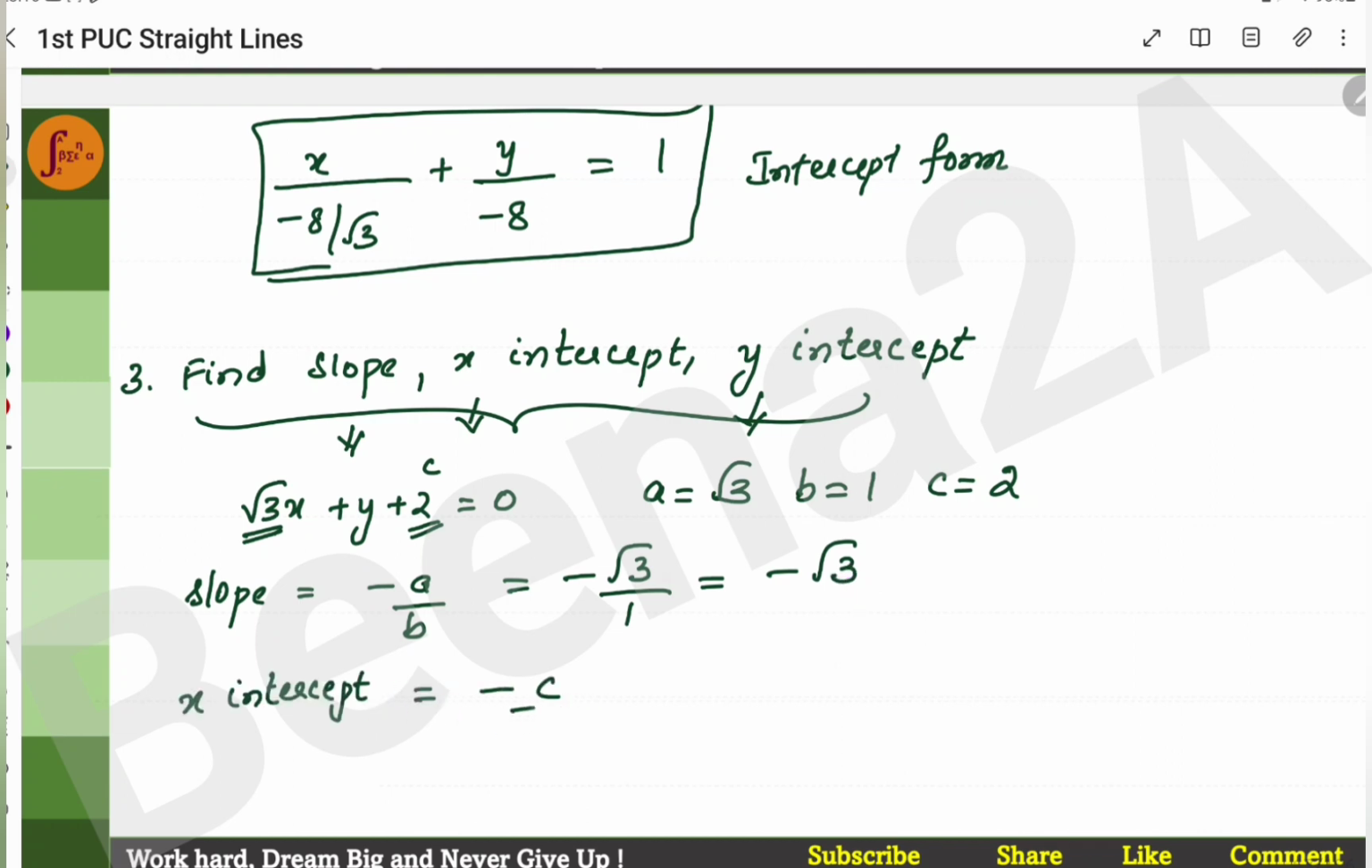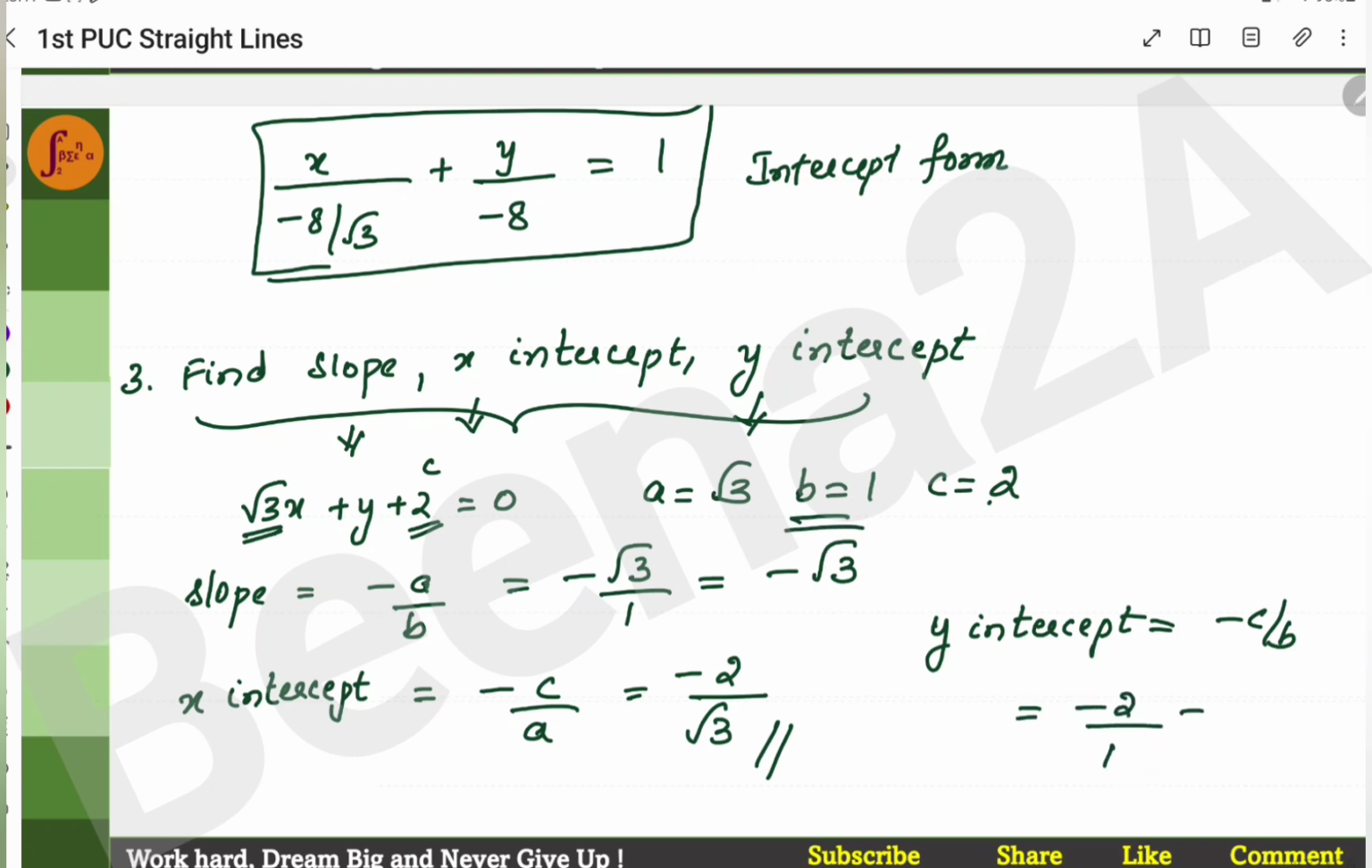x-intercept is minus c by a. What is c? 2. What is a? Root 3. Now we will find out y-intercept. What is y-intercept? Minus c by b. That is nothing but minus 2 by b, which is 1. Nothing but minus 2. So simple. We found slope, we found x-intercept and we found y-intercept.